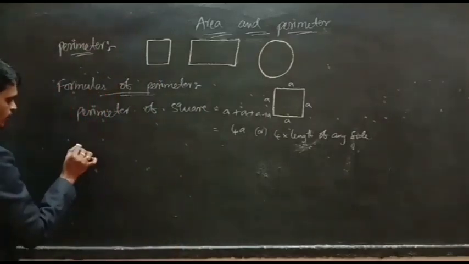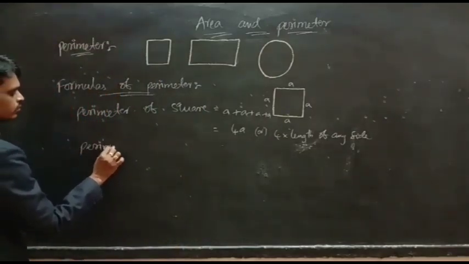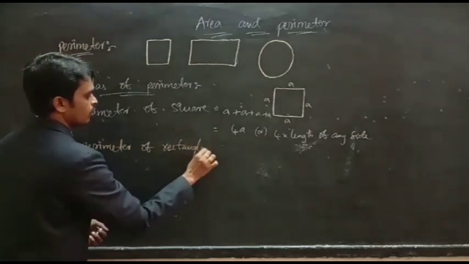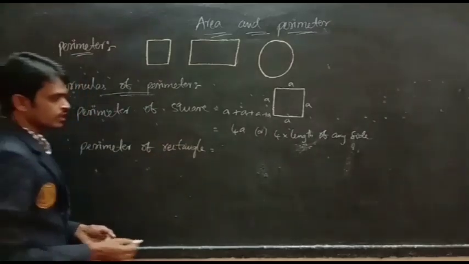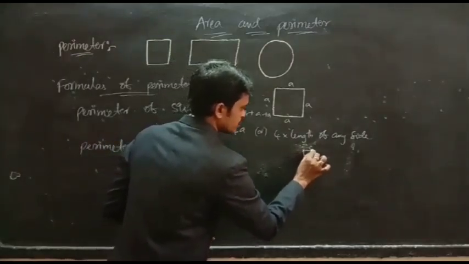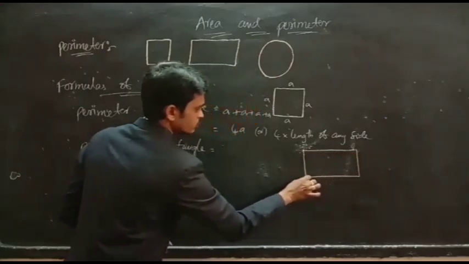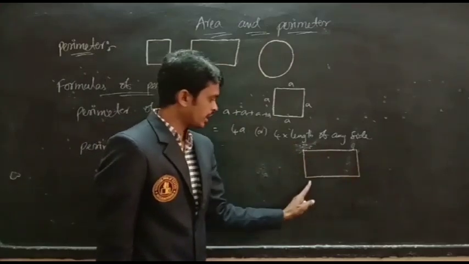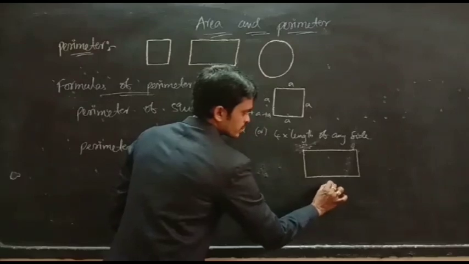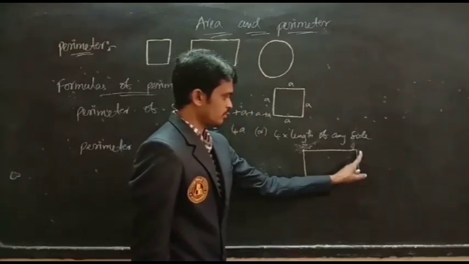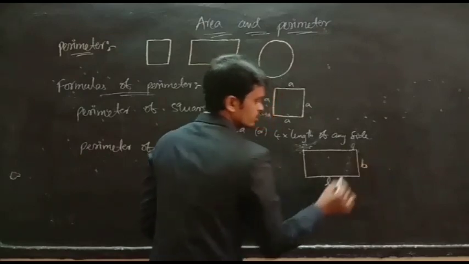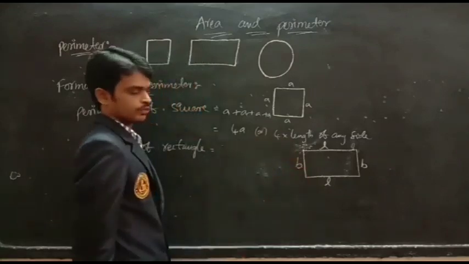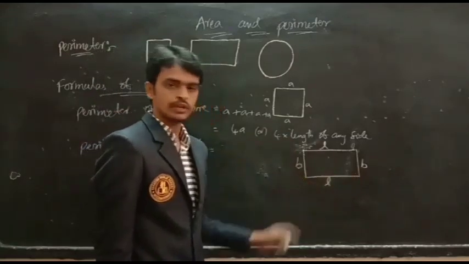Next, perimeter of rectangle. Let us draw the rectangle. In a rectangle, opposite sides are equal. This horizontal line will represent the length, and this vertical line segment will represent the breadth. These two are equal, so this is also length; these two opposite sides are equal, so this is also breadth. How many lengths are there? 2 lengths and 2 breadths.